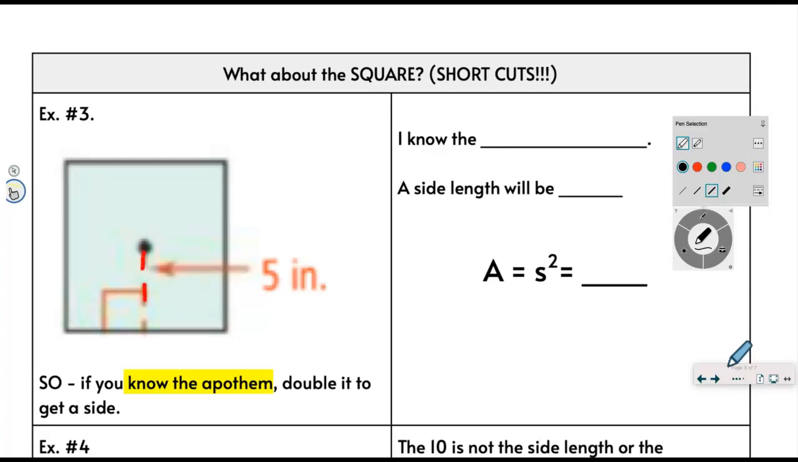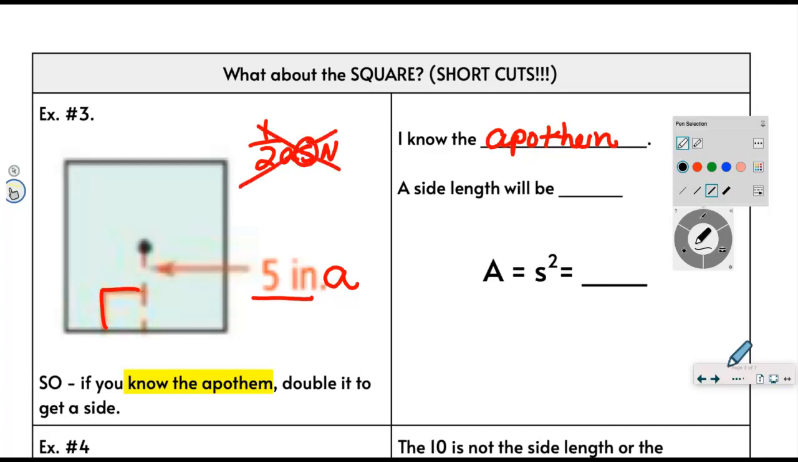I've been given, again, if I were to draw my radii, I'd have 4 triangles in here. And I was given the height of one of them. And again, this little box is kind of the kicker to that. This is my apothem. So I know the apothem on this one. However, we do not need to do 1/2 ASN, because if we were, we'd need to find the side length. And if we knew the side length, right, we could just use our elementary school formula for area of a square.